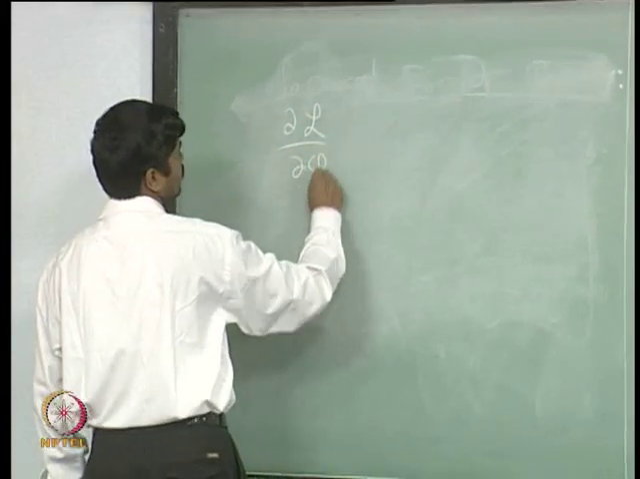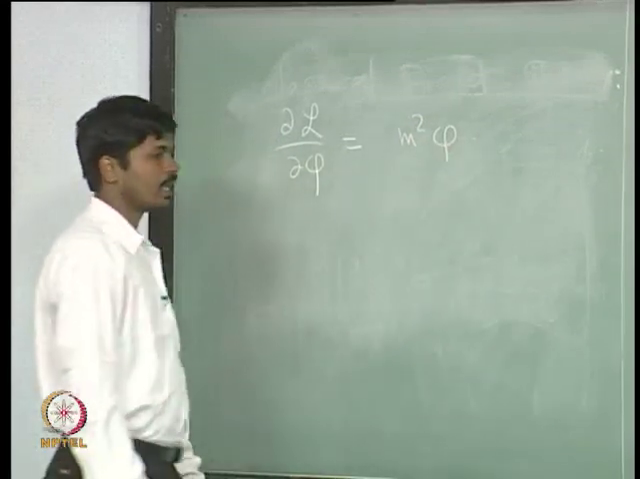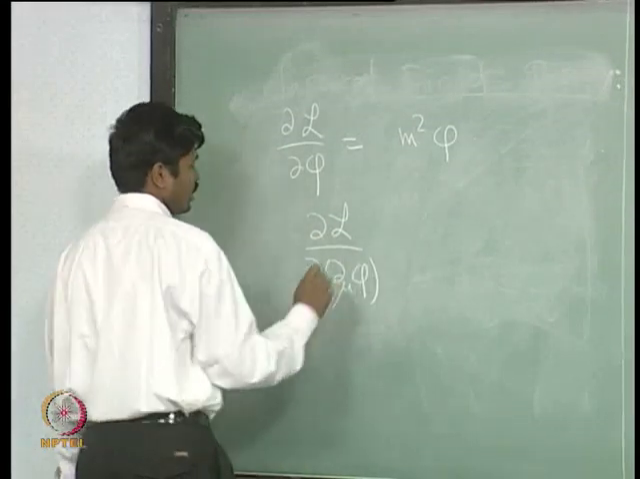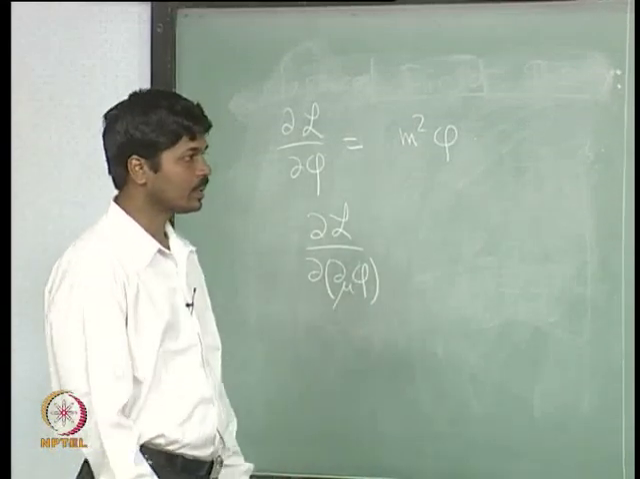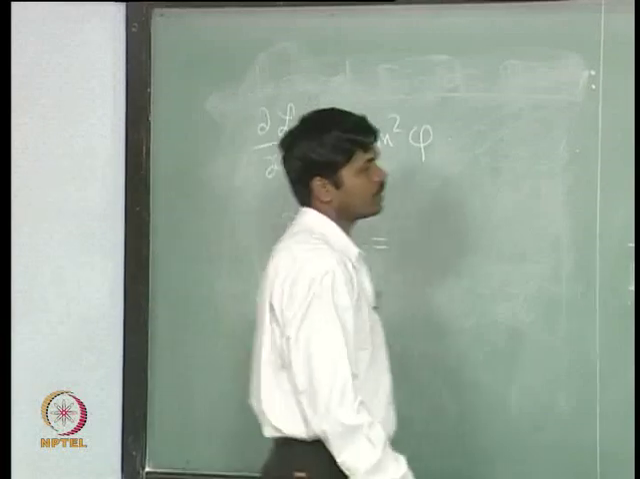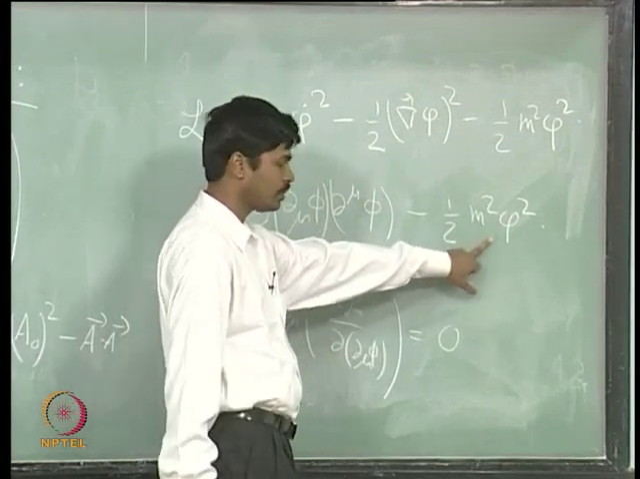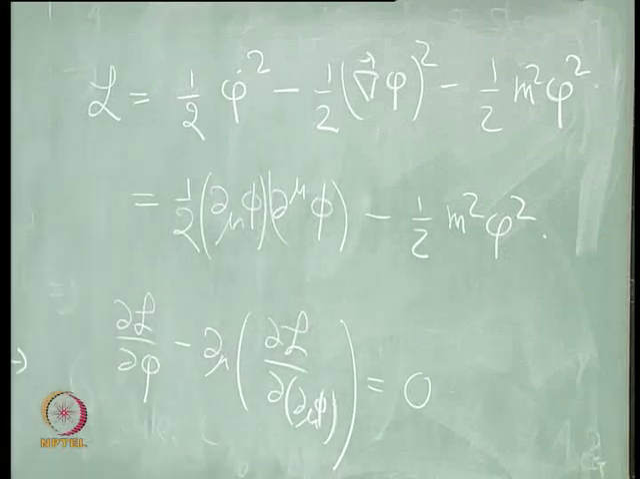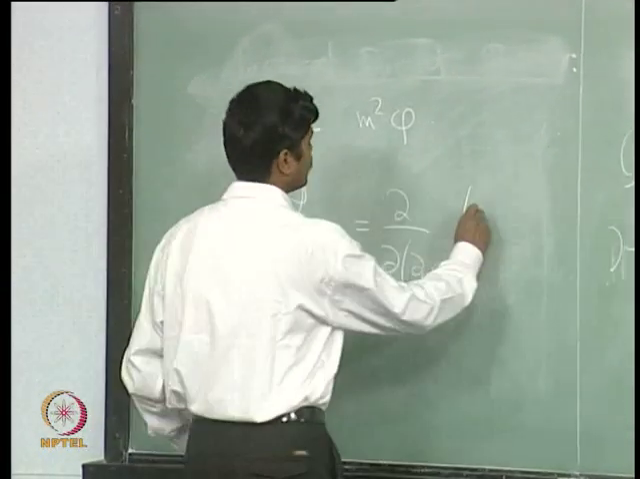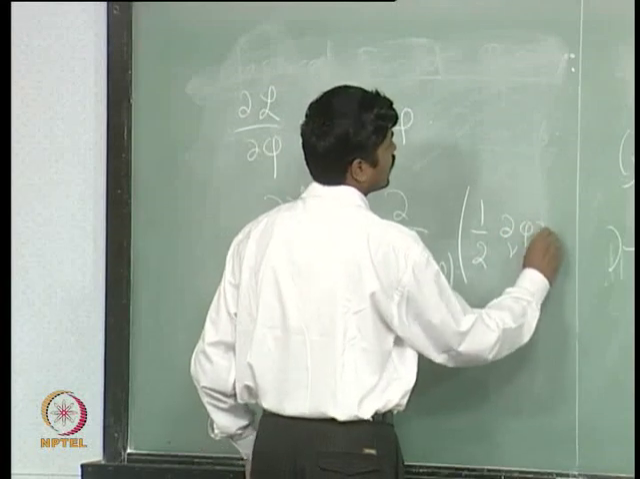Del L over del phi is equal to minus m squared phi, and del L over del del mu phi. So, how will you derive del L over del del mu phi? In the Lagrangian, only the first term will contribute. As you can see, this term only depends on del mu phi, this term is independent of del mu phi. So, we will consider this term here only. So, this is equal to del of del mu phi acting on half del nu phi del nu phi.